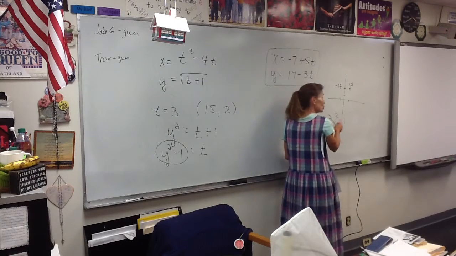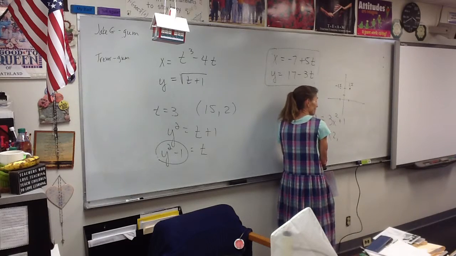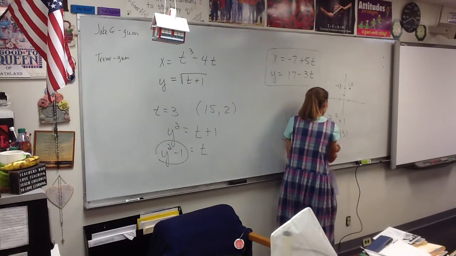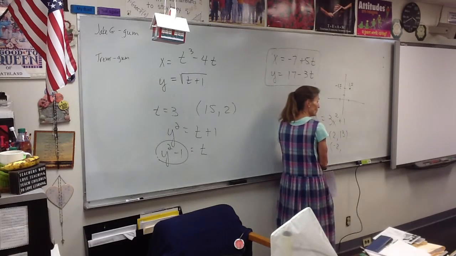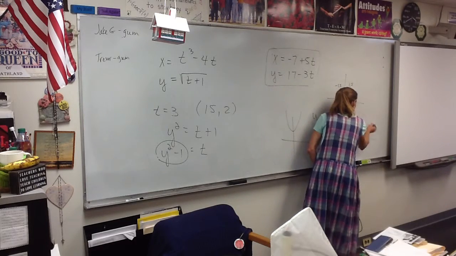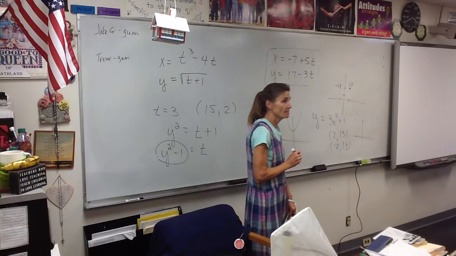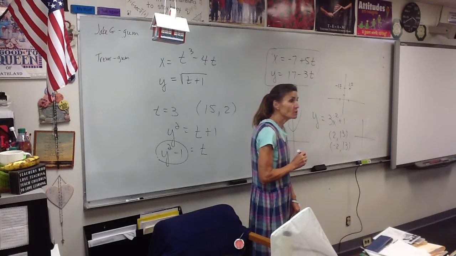If you can't process that, then put a number in. Put 2 in. If you put 2 in, what do you get? 13. What happens if you put in -2? You still get 13. Plot those 2 points, kids. Aren't they symmetric across the y-axis? You can figure it out.